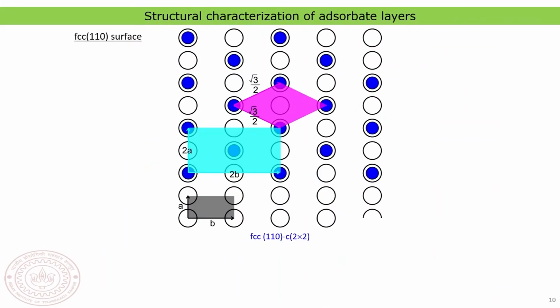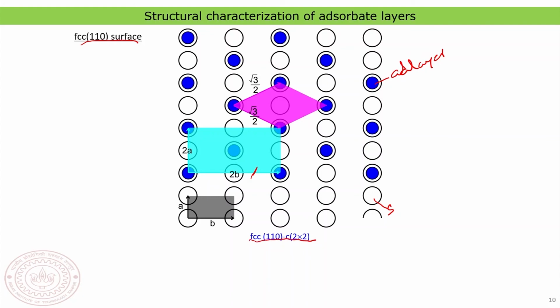Now let us take one more example. So this is an FCC 110 surface. Again, the blue represents the adlayer, and the black lines represent the surface. Now the first representation, which is this unit cell, is a 2 by 2 unit cell, and that is written as FCC 110 2 by 2 adlayer.